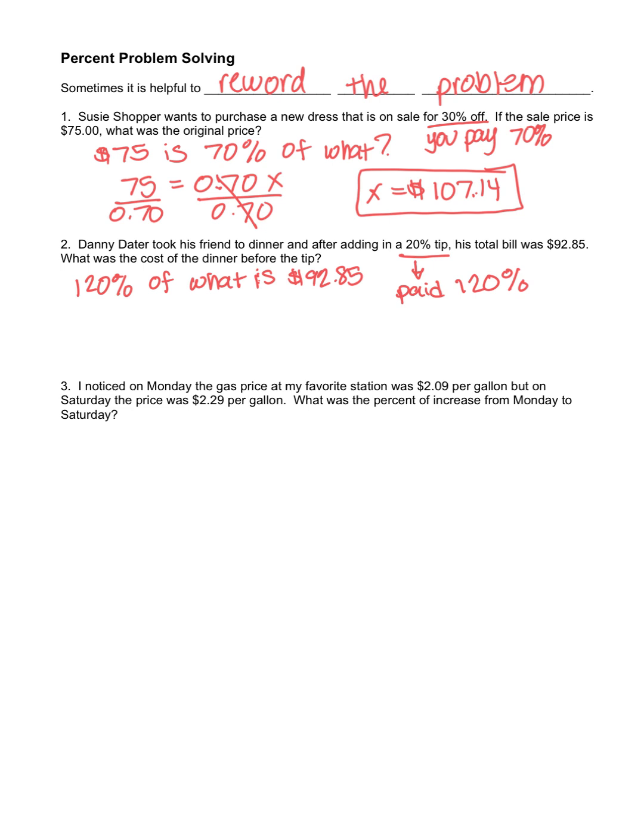So that looks like 120% as a decimal is 1.2. Of means multiplication. What is our x? Is our equal sign, 92.85. So we divide out the 1.2 from both sides. And we end up with x equals $77.38.